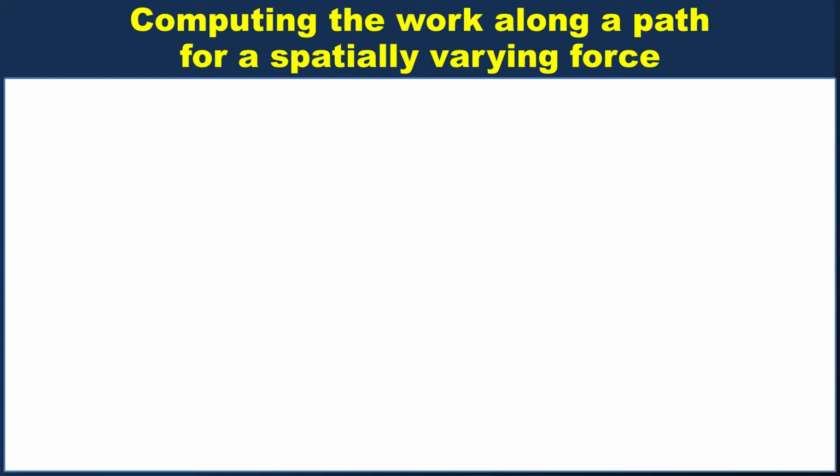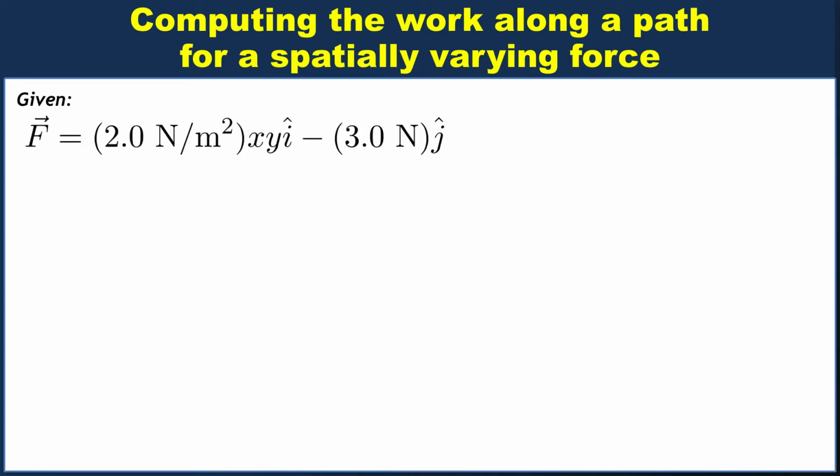In this tutorial, we're going to compute the work along a path for a spatially varying force. So imagine that we're given a force of this form, where clearly the x component of that force, 2 newtons per square meter times x times y, depends upon the spatial positions x and y. That's all I mean by a spatially varying force.